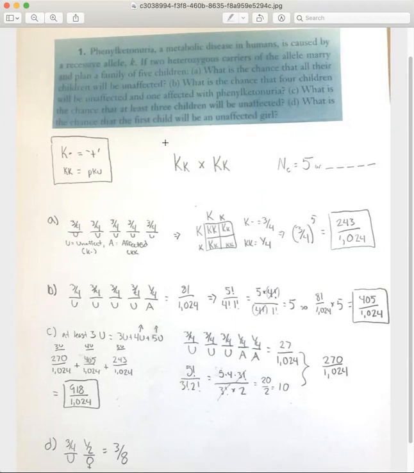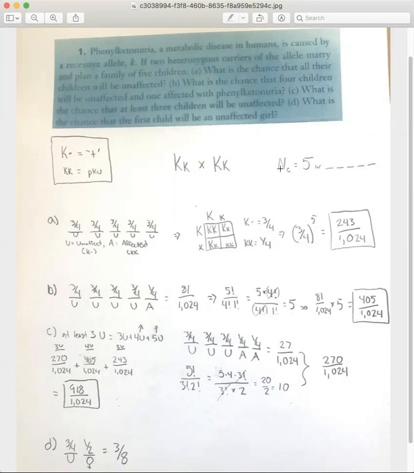So to begin with, what we always want to do first is to draw out exactly what is going on. It's telling us up above that phenylketonuria is caused by a recessive allele, little k. PKU stands for phenylketonuria. So when you have a genotype that is little k little k, you are affected. When you have at least one allele that is big K, you're going to be wild type. So in this particular problem, you have an individual that's big K little k mating with another individual that's big K little k, and they're going to have a family of 5.